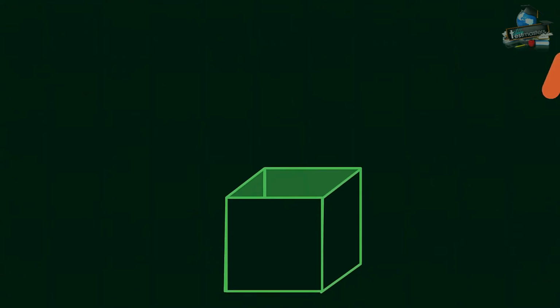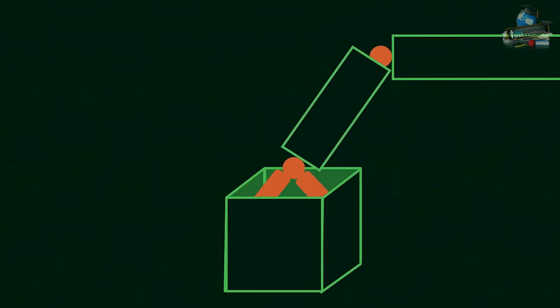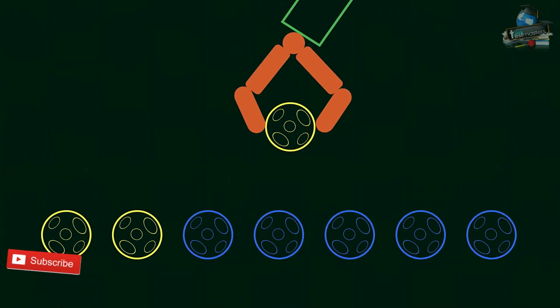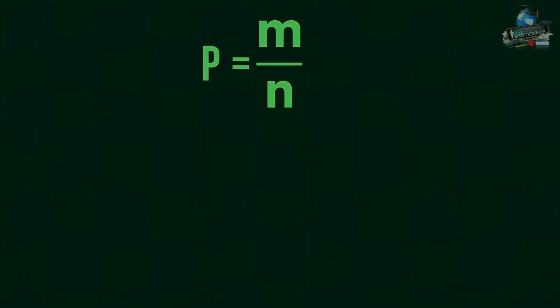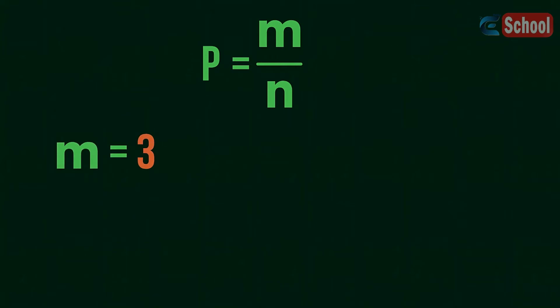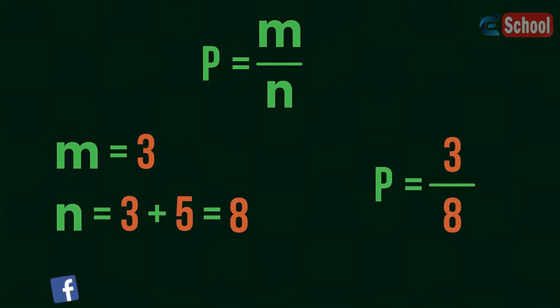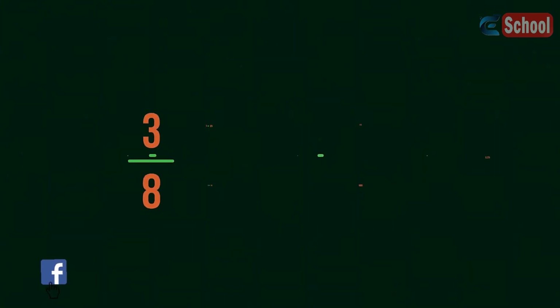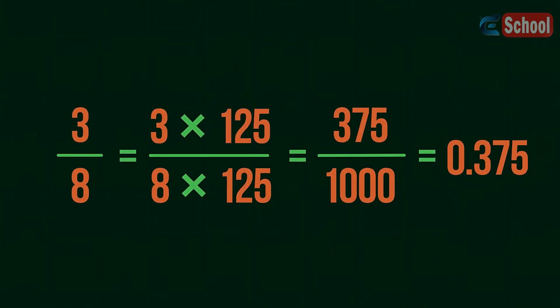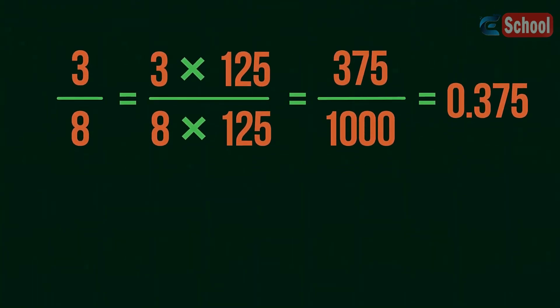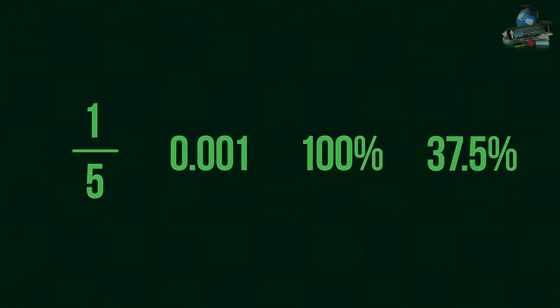For example, what's the probability of getting a yellow ball randomly from a box if there are 3 yellow and 5 blue balls in it? We already know that we only need to find the number of successful outcomes, which is 3, and divide it by the number of all outcomes, which is 3 plus 5, which equals 8. So the probability is 3/8. 0.375 is also our probability, or if we use percentages, it's 37.5%. All of it is the same, and probability can be expressed by any one of these numbers.